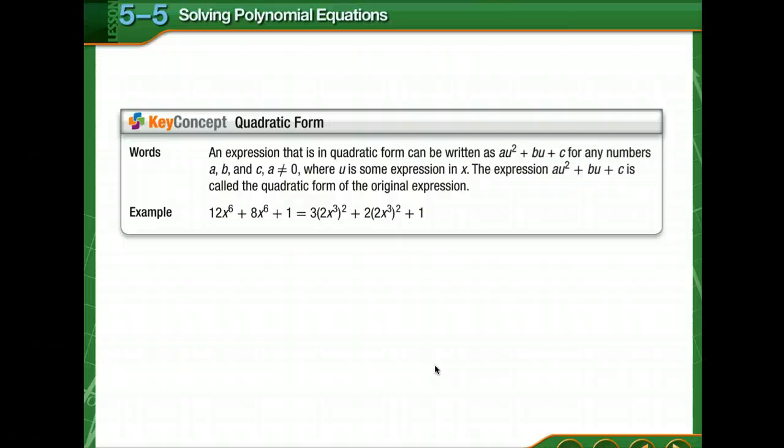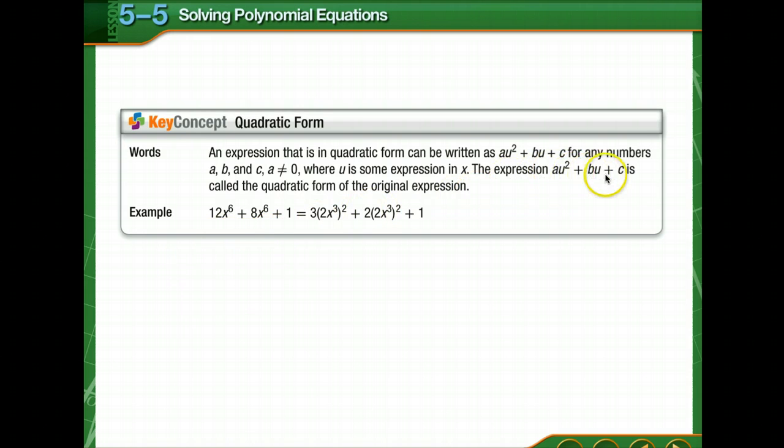In some cases, you can rewrite a polynomial in x in the form au squared plus bu plus c. For example, letting u equal x squared. So here we're going to let u equal x squared, because x to the 4th is pretty confusing, isn't it? The expression x to the 4th plus 12x squared plus 32 can be written (x squared) squared plus 12x squared plus 32, or u squared plus 12u plus 32. This new but equivalent expression is said to be in quadratic form.